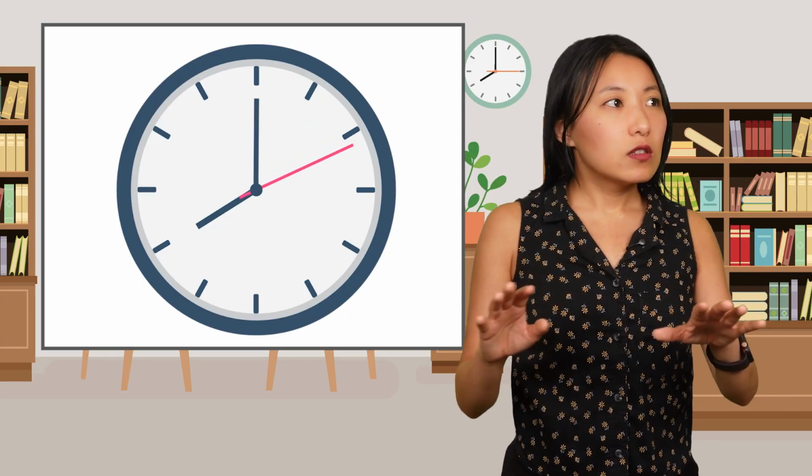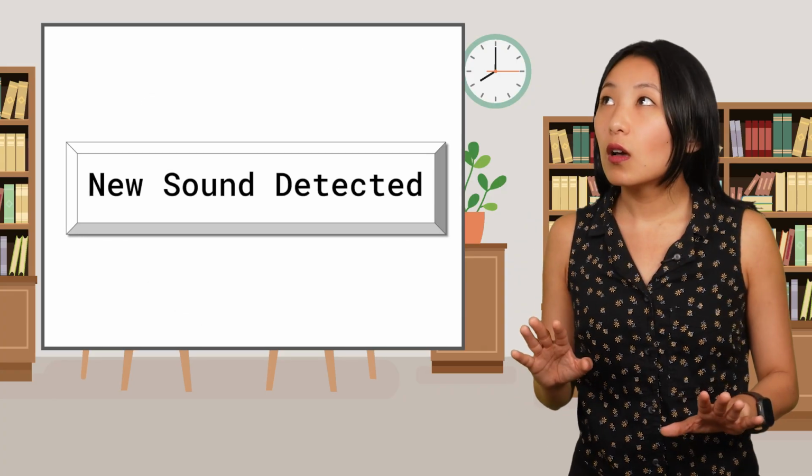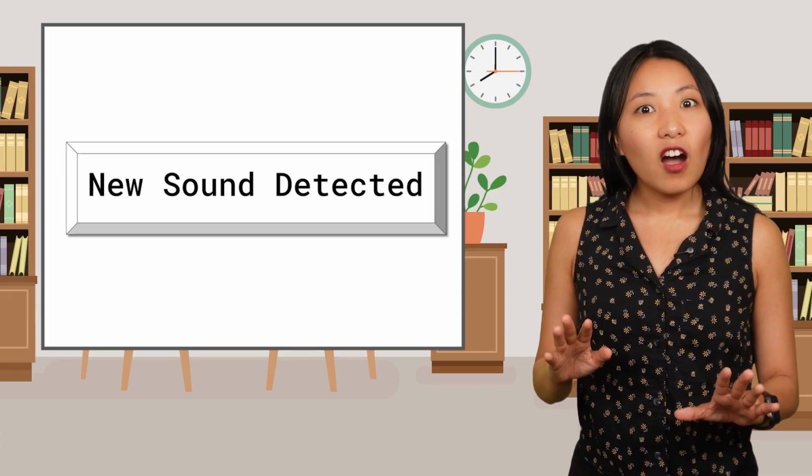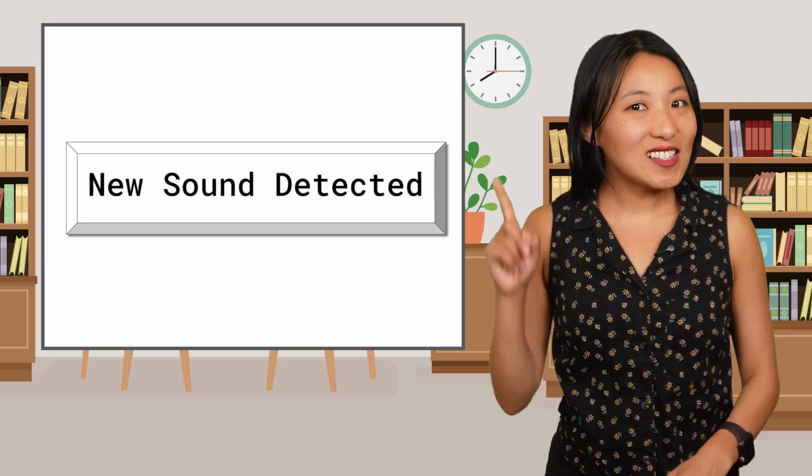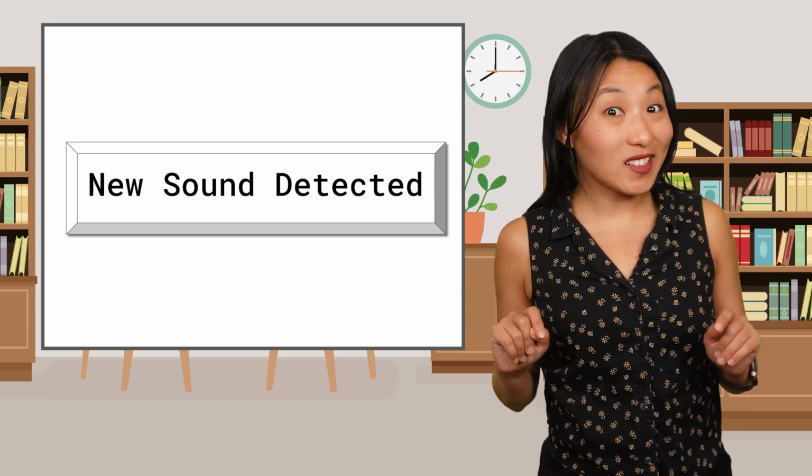Hey, so the Sound Lab program is acting strange. This big clock popped up and now nothing's working. Wait, do you hear that? New sound detected. A new sliding vowel sound? Let's listen and see if we can figure out what it is.